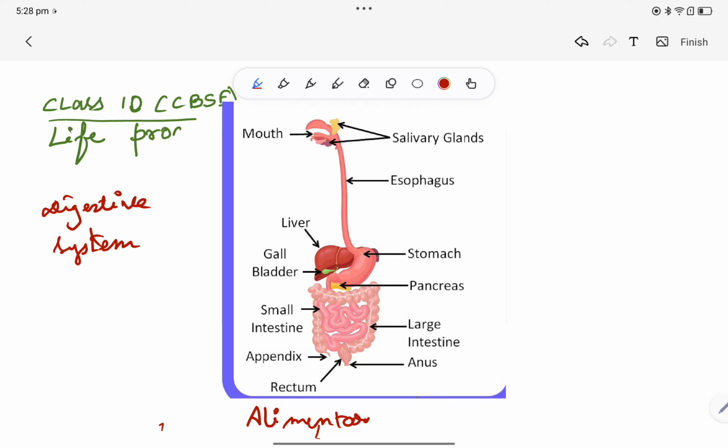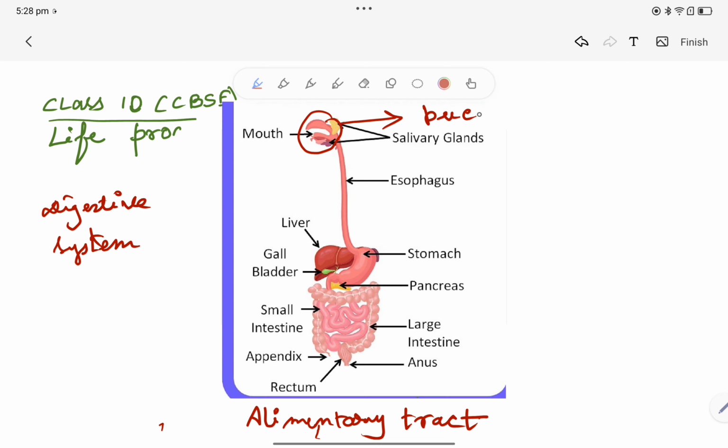Alimentary tract. Okay, so first what we can see is our mouth. Inside our mouth, behind our lips, we have our mouth cavity, also called the buccal cavity.